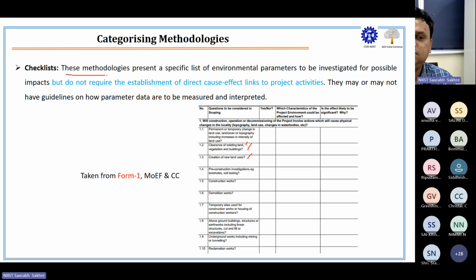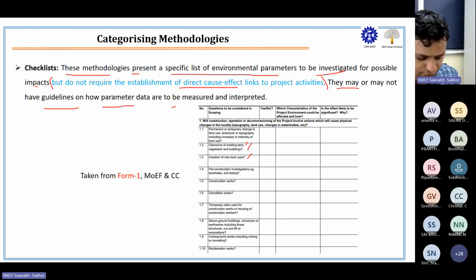Checklist. These methodologies present a specific list of environmental parameters to be investigated for possible impacts, but do not require the establishment of direct cause-effect links to project activities. Okay, we may know that this impact is occurring, but why? That we may not be able to understand when you are preparing a checklist kind of EIA. They may or may not have guidelines on how parameter data are to be measured and interpreted.